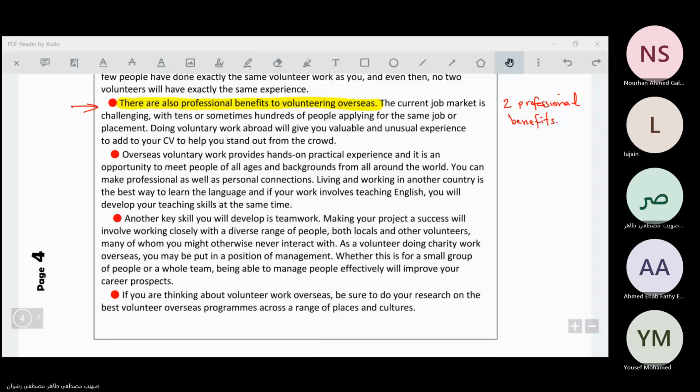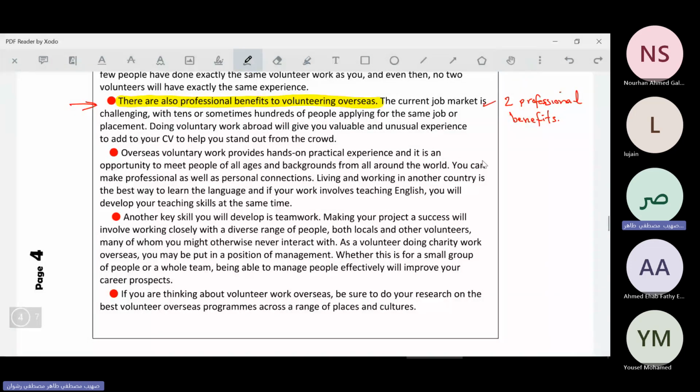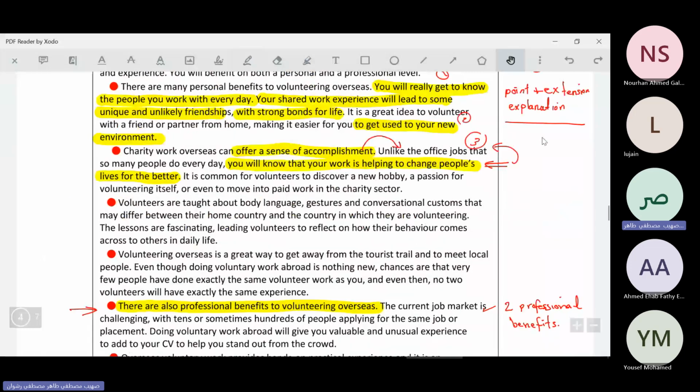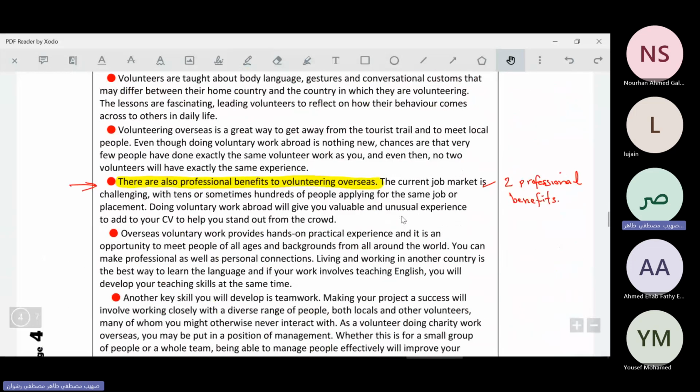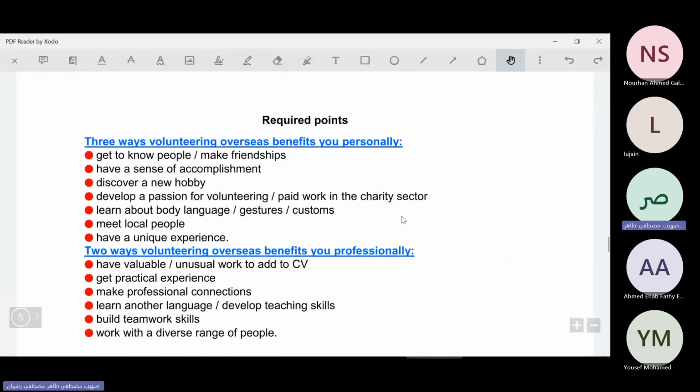The one that Yusuf mentioned, manage people effectively. Okay. And also it helped to build teamwork skills. All right. Until now, we identified two professional benefits for volunteering overseas, and three benefits for the personal benefits. Let's go to the required points here. We just need three from this list and two from this list.